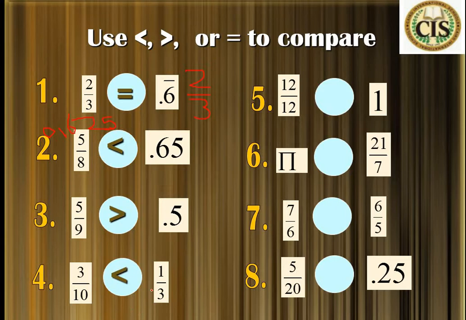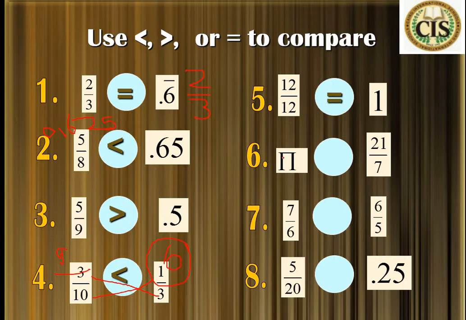3 over 10 and 1 over 3. To solve this, we can use cross multiplication. 3 times 3 equals 9, and 10 times 1 equals 10. Therefore 10 is bigger than 9. And 12 over 12, simplify, it will be 1, and 1 equals 1.